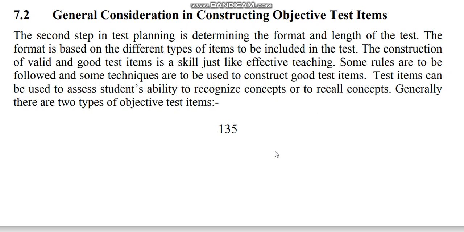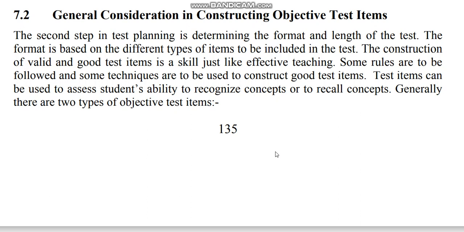Today's topic is general considerations in constructing objective test items. The second step in test planning is determining the format and length of the test. The format is based on the different types of items to be included in the test.